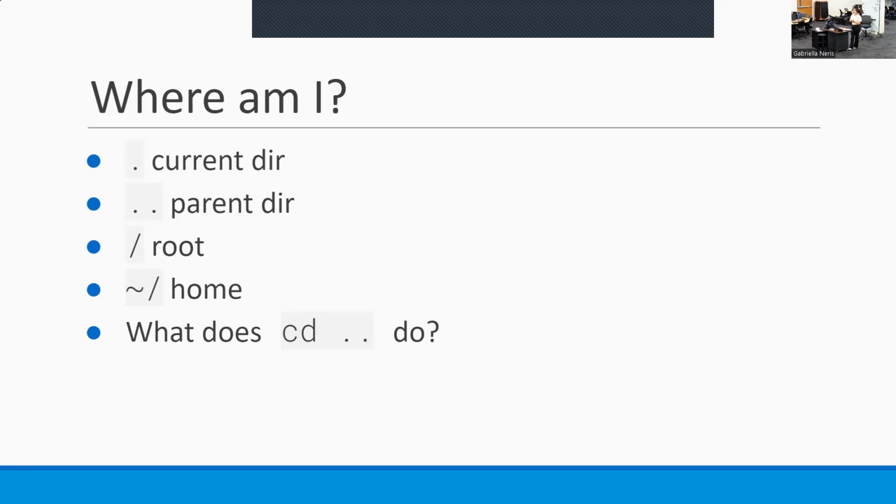So can anyone tell me or take a guess what CD space .. does? Good. Yeah. So CD .. goes to your parent directory. It goes one above the directory that you're currently in. And getting used to making this command will be really helpful, because it's honestly what you'll be doing most frequently compared to any other command that you're going to run. You're going to want to be going into directories, out of directories, stuff like that.